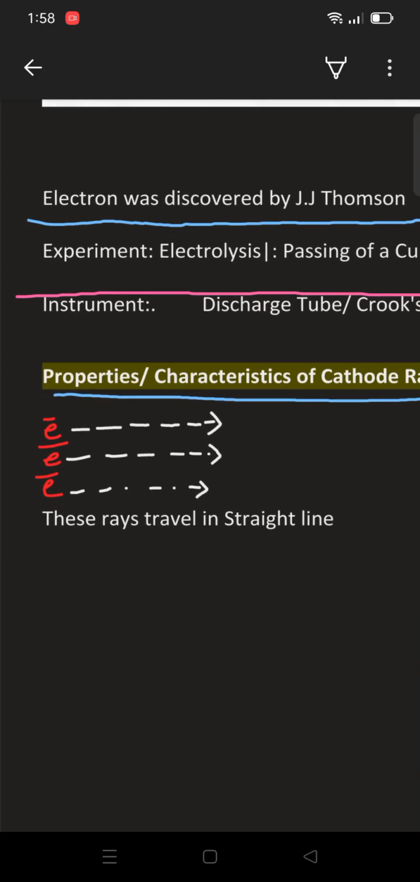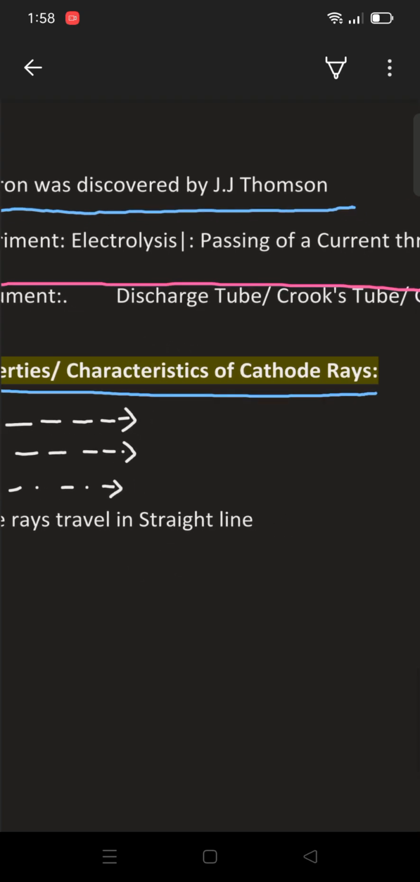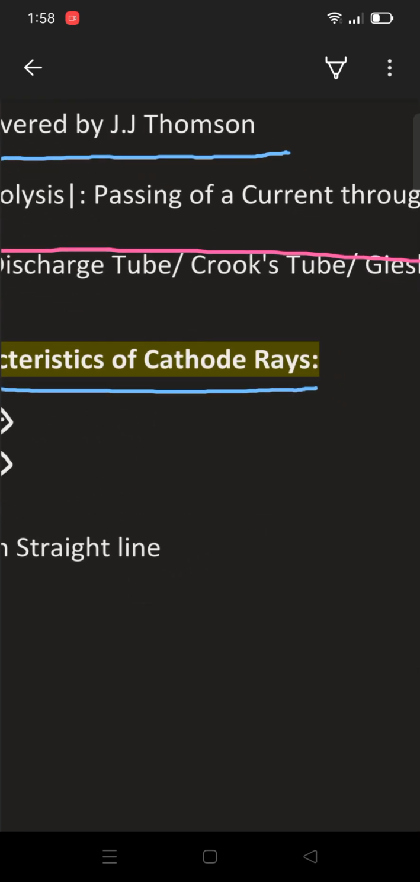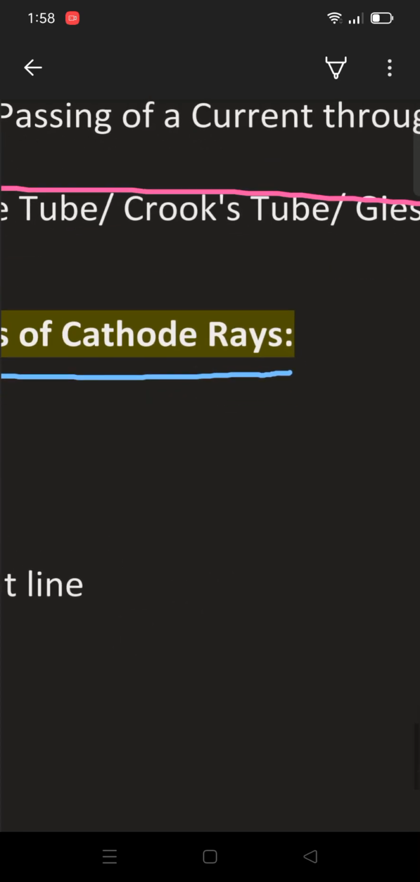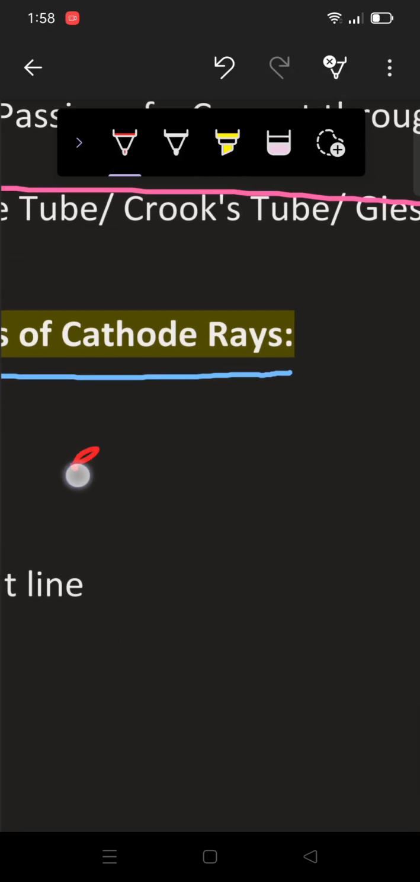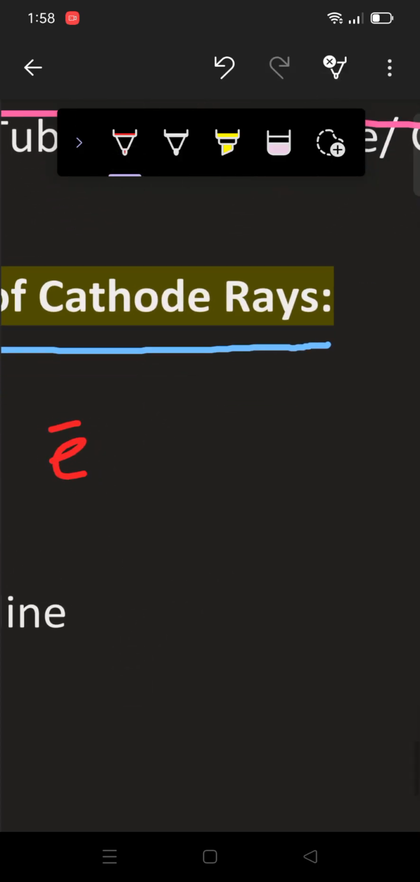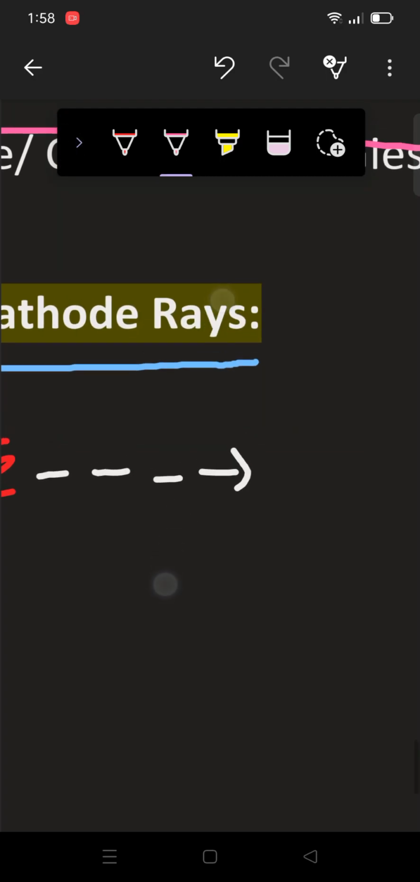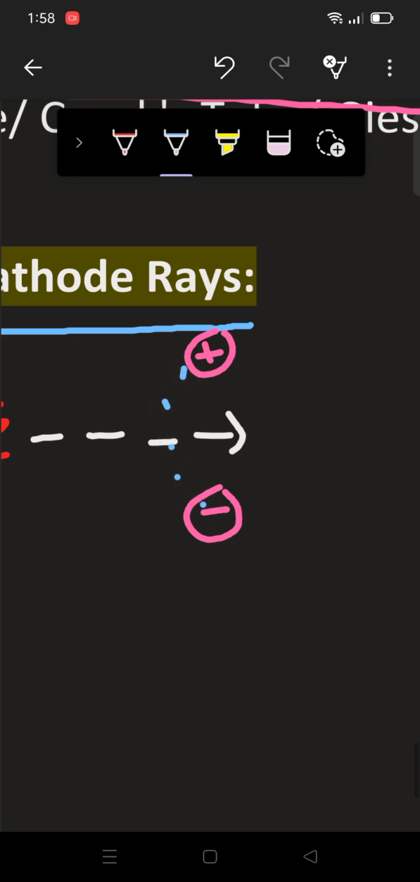The second property is about the charge. How are we going to identify the charge of this particle? For example, I have this cathode particle. Now I'll make it pass through the electric field, since I need to identify the charge of this particle. So here we have positive and here we have negative, and this is basically the electric field.